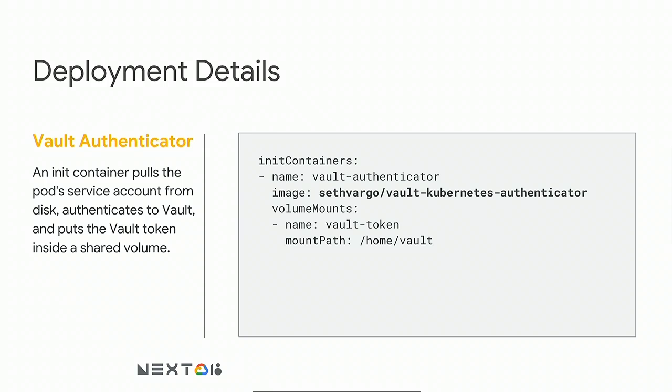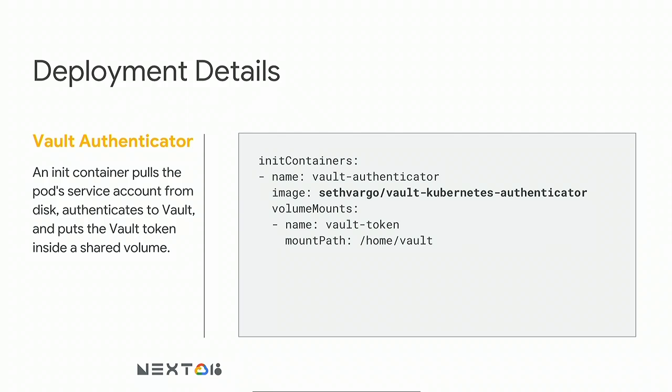I've actually open sourced the Vault Kubernetes Authenticator, which does this whole process for you. It will grab your service account JWT token from /var/run/secrets/kubernetes, post that up to the Vault server, which is configured via an environment variable, get the token back, and put it in an in-memory volume mount for you.